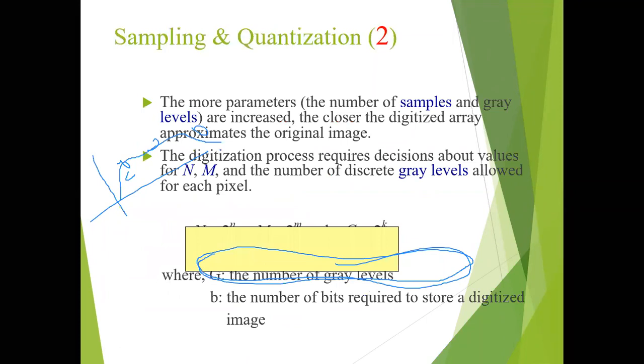So two more parameters. As the number of samples and gray levels are increased, the digital array gets closer to the approximately original image. That means if we increase the number of samples and gray levels, there may be a chance that the input image and output image are almost the same.